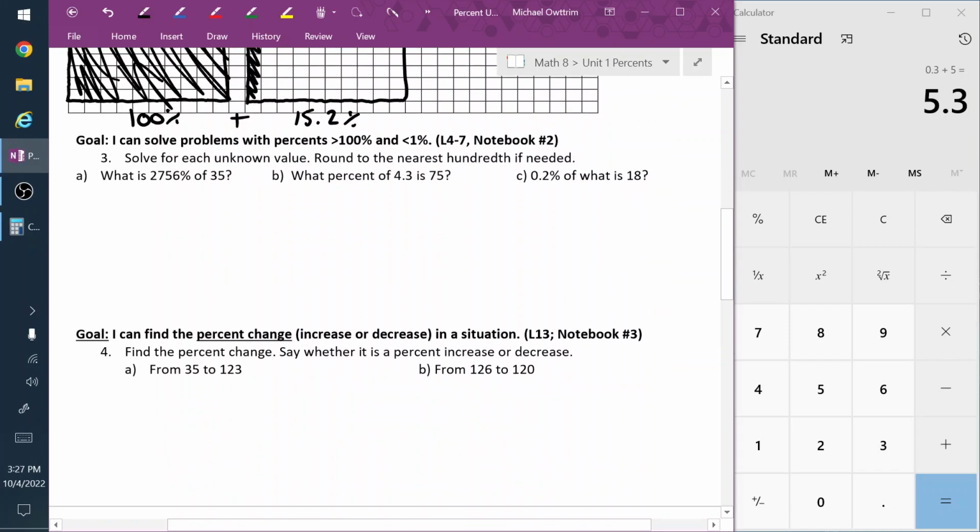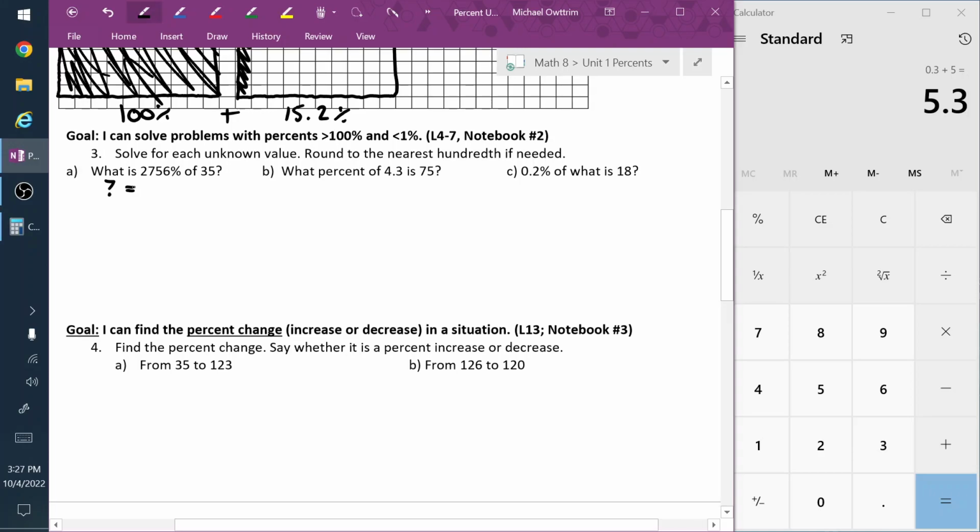Okay, in question 3, this comes off of our purple interactive notebook, solving these percent equations. We always want to start these by converting our words into math symbols to make our actual equation. The word what gets translated into a question mark. The word is becomes an equal sign. Any number stays the same, so 2756 stays as 2756.